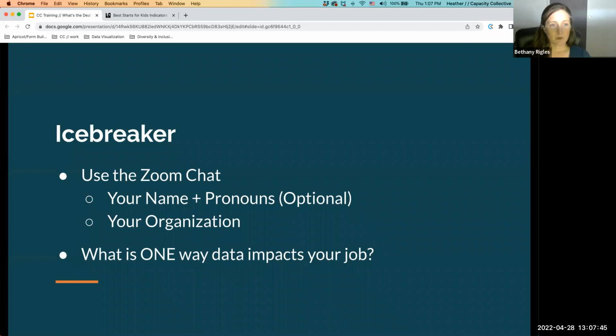So for a quick icebreaker, we're hoping you can add your name, again, pronouns if you'd like, and organization to the chat, along with one way that data impacts your job. And I'll give you a second to do that. I'll also ask if there are a couple people willing to share. I guess if you don't know how data might impact your job, that's fine to say too.